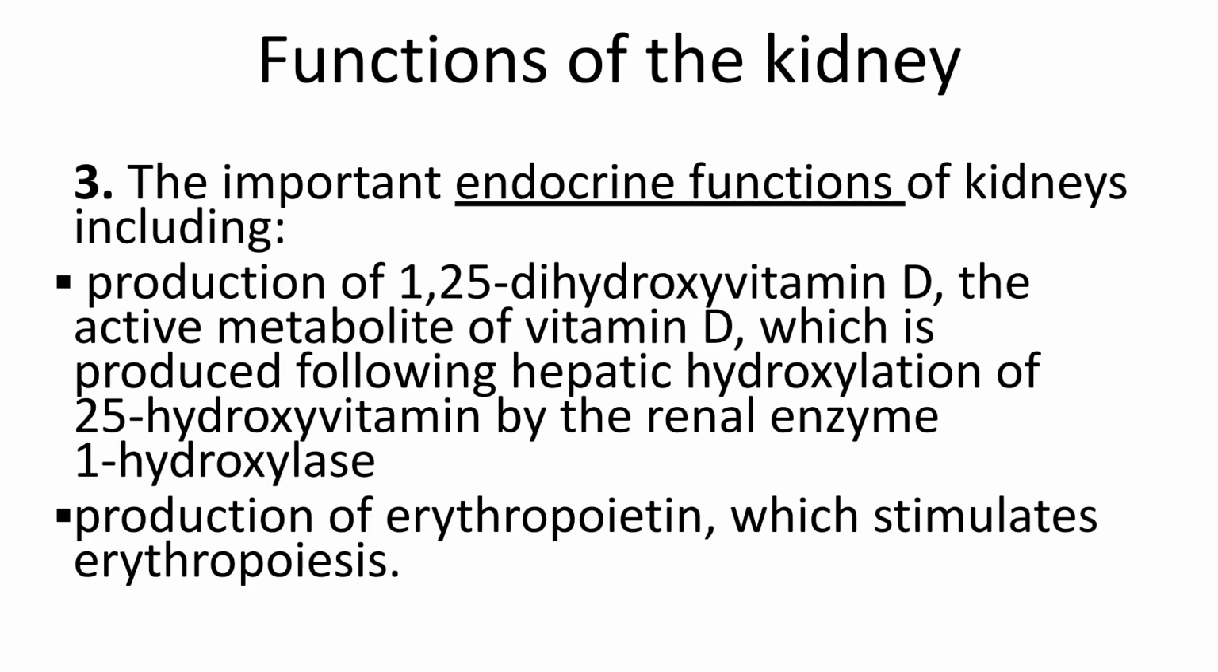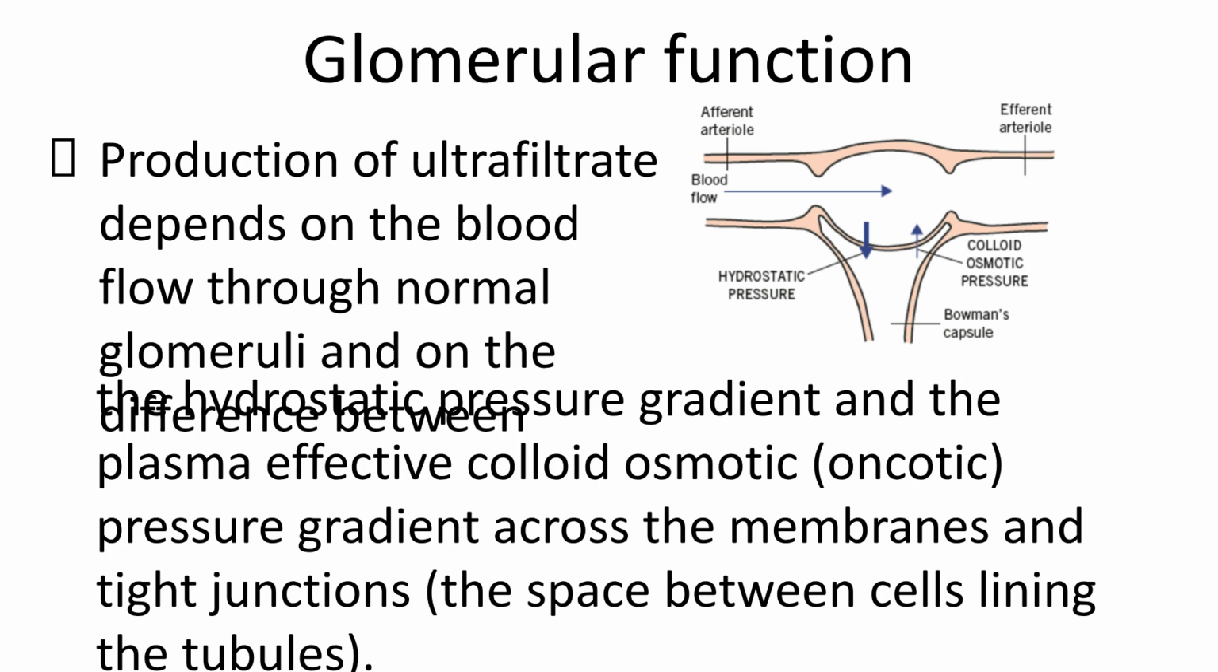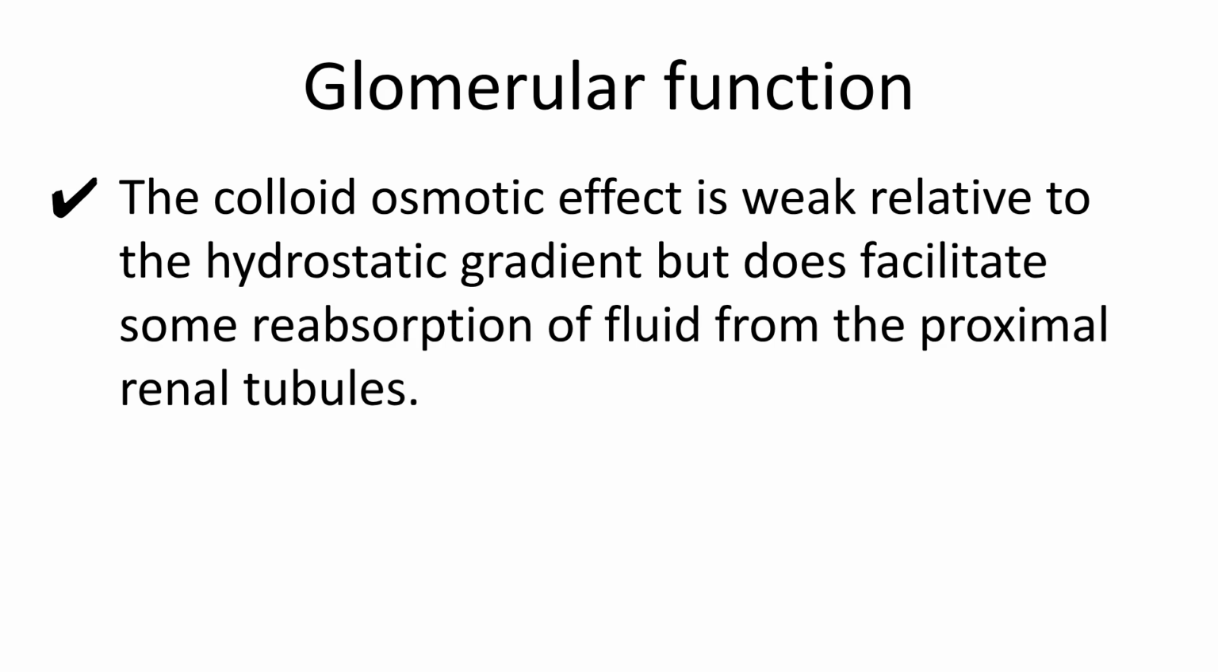The kidneys also have important endocrine functions. They produce 1,25-dihydroxyvitamin D, the active metabolite of vitamin D, and erythropoietin, which stimulates red blood cell production. Glomerular function involves producing ultrafiltrate. This depends on blood flow and the pressure difference between the hydrostatic pressure gradient and the plasma effective colloid osmotic pressure across the membranes. The colloid osmotic effect is relatively weak compared to the hydrostatic gradient. However, it assists in the reabsorption of fluid from the proximal renal tubules.